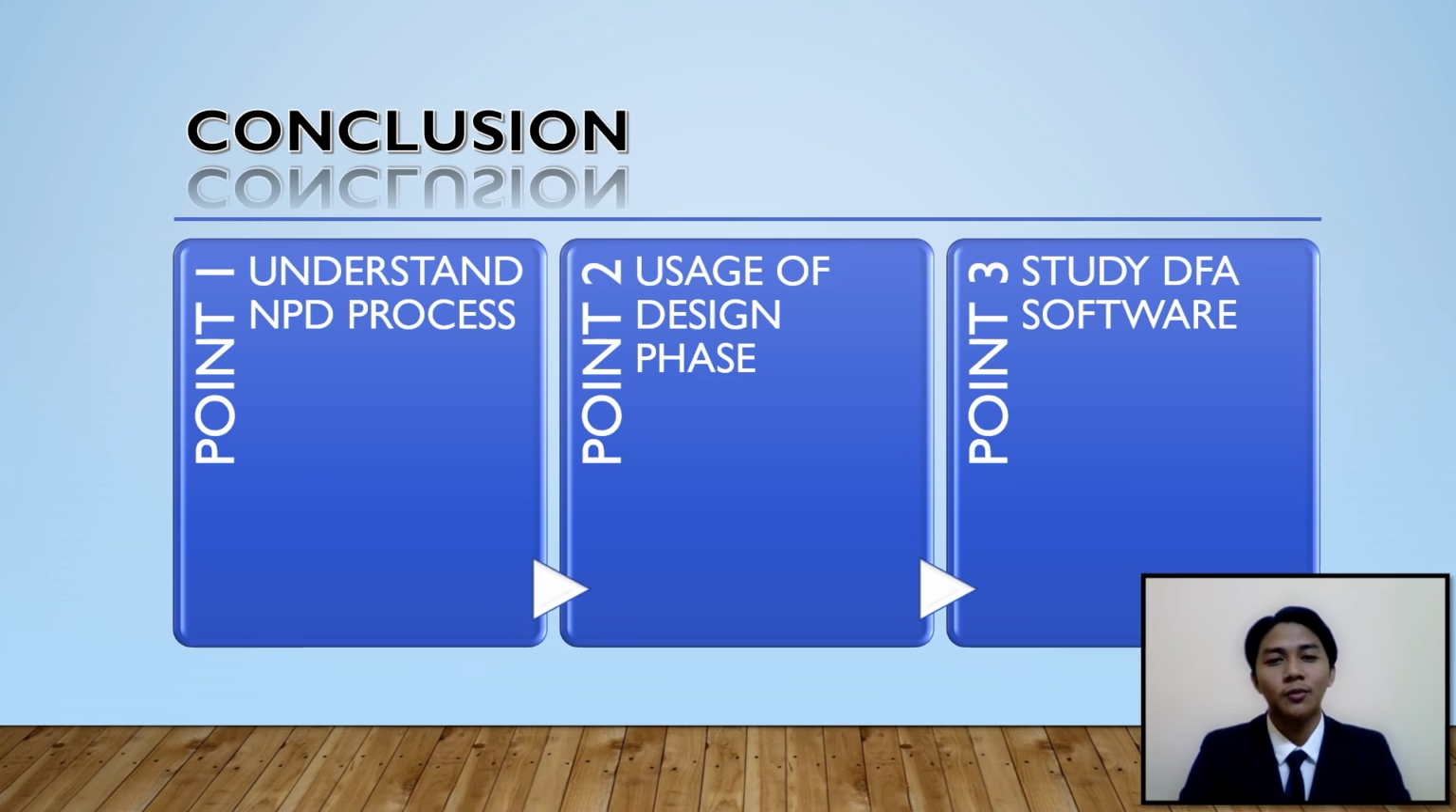In conclusion, from doing this Bachelor degree project 1, I am able to understand the need of using the NPD process when developing a new product, and my project is the Y-axis subassembly on a CNC 3D router machine. Then I am able to understand the use of the design phase to conduct my methodology. And lastly, I understand the need to study DFA software to run the DFA analysis to get a better result for my project.